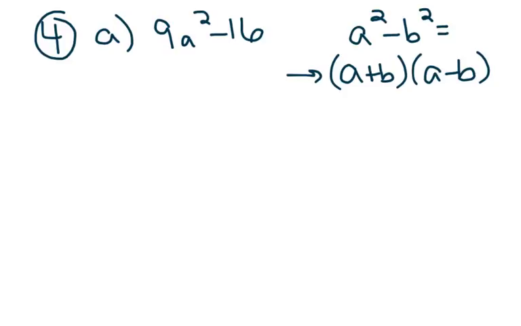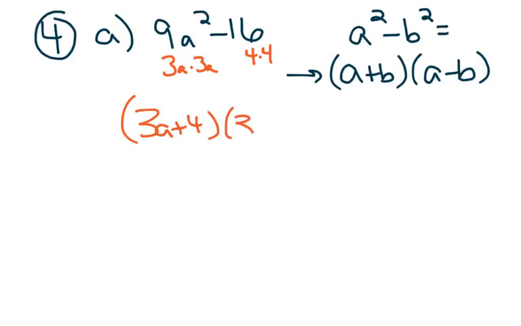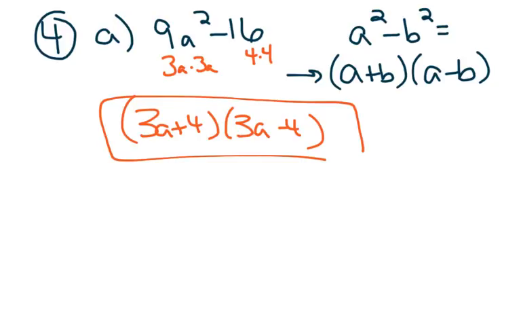So, this is the square of 3a, and this is the square of 4. So in factored form, it's 3a plus 4, 3a minus 4. And I'll just put b down here. Not everything can be factored that way.